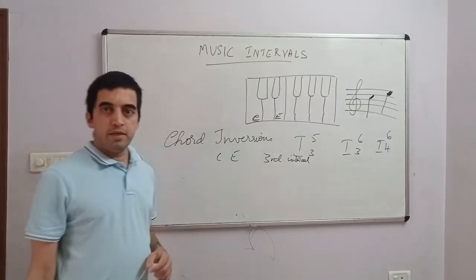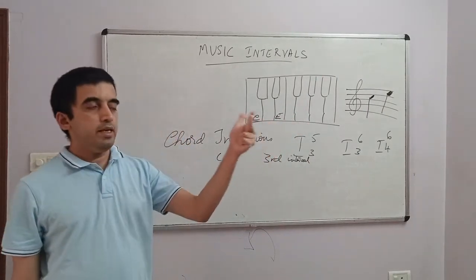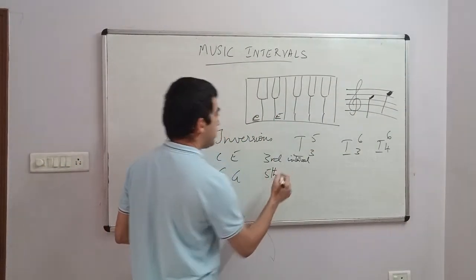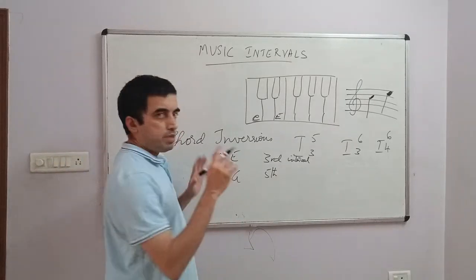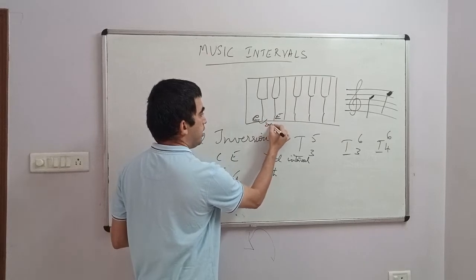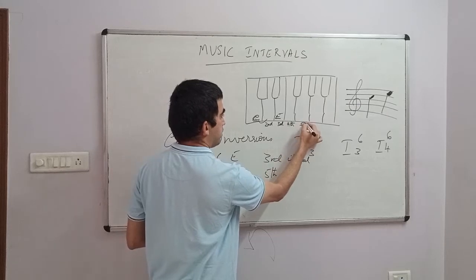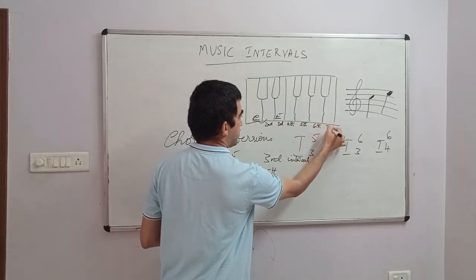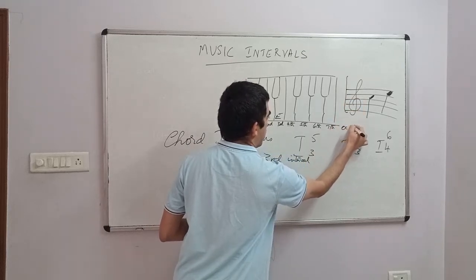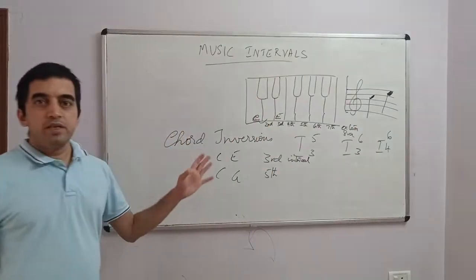Same way, C to G will be C, D, E, F and G. It will be a fifth. Right? So if you take a C major scale, C to D will be a second interval. C to E will be third, C to F will be fourth, then fifth, sixth, seventh, and you come back to the C note, so it is called an octave. Okay. So this is how intervals are calculated.